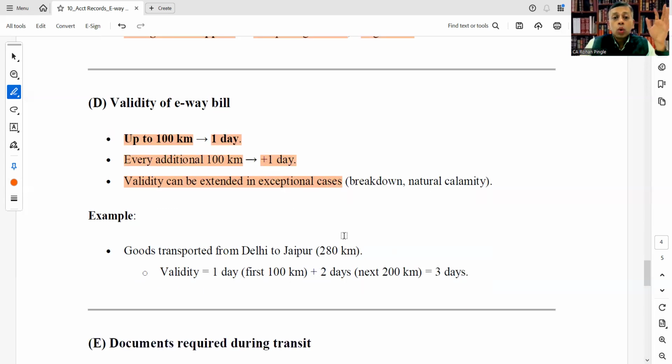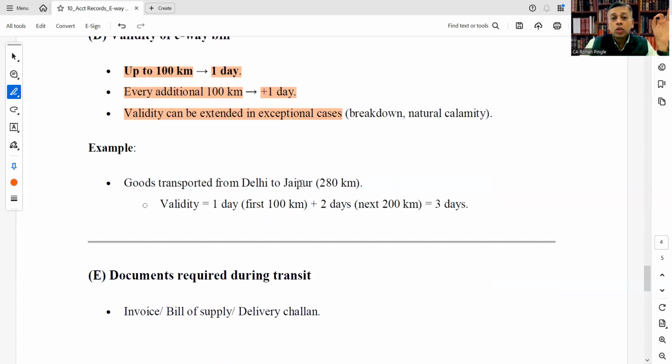Example: goods transported from Delhi to Jaipur, 280 kilometers. Validity is 1 day for the first 100 kilometers plus 2 days for the next 200 kilometers. That is 3 days of validity for that particular e-way bill.